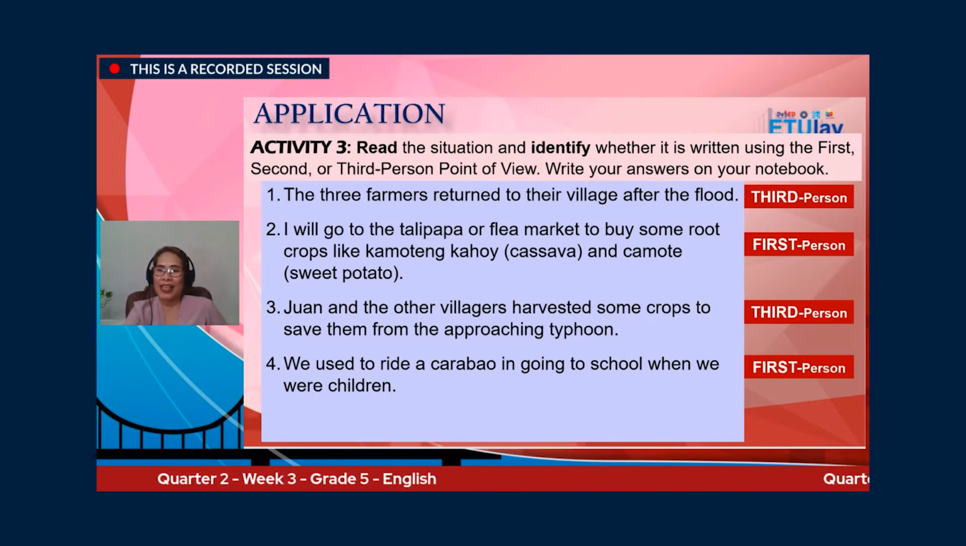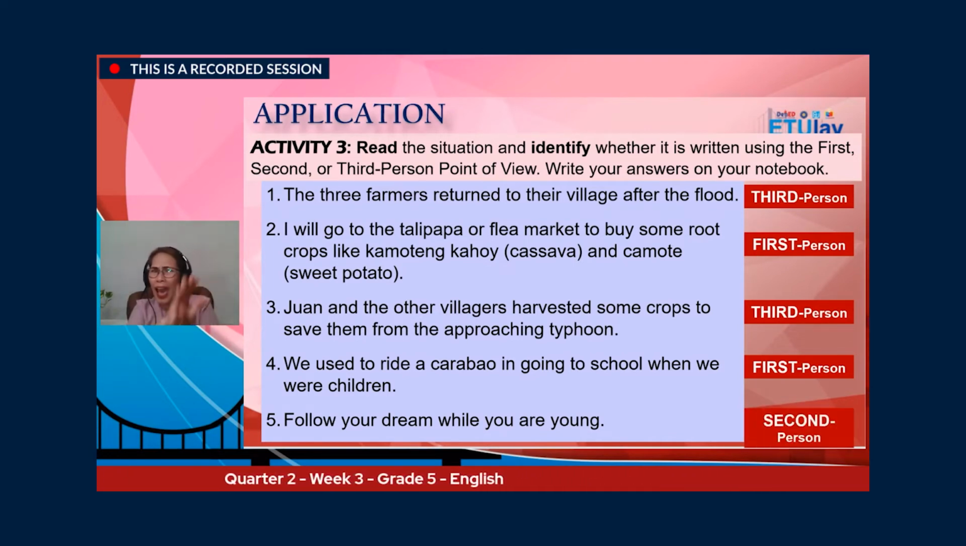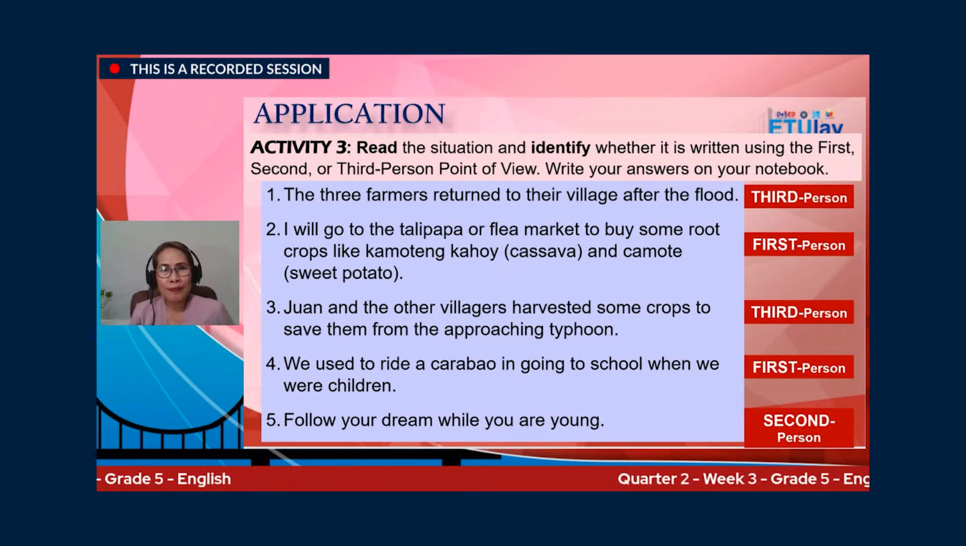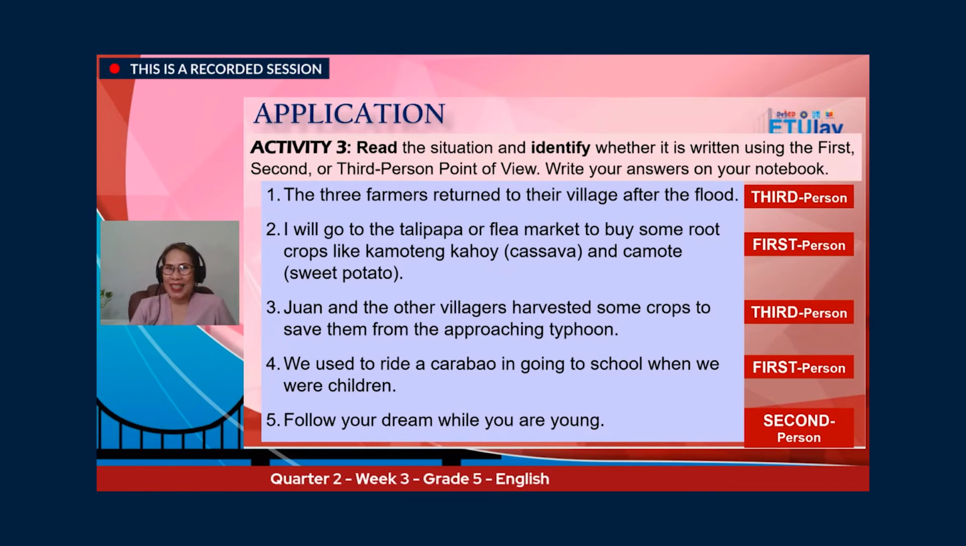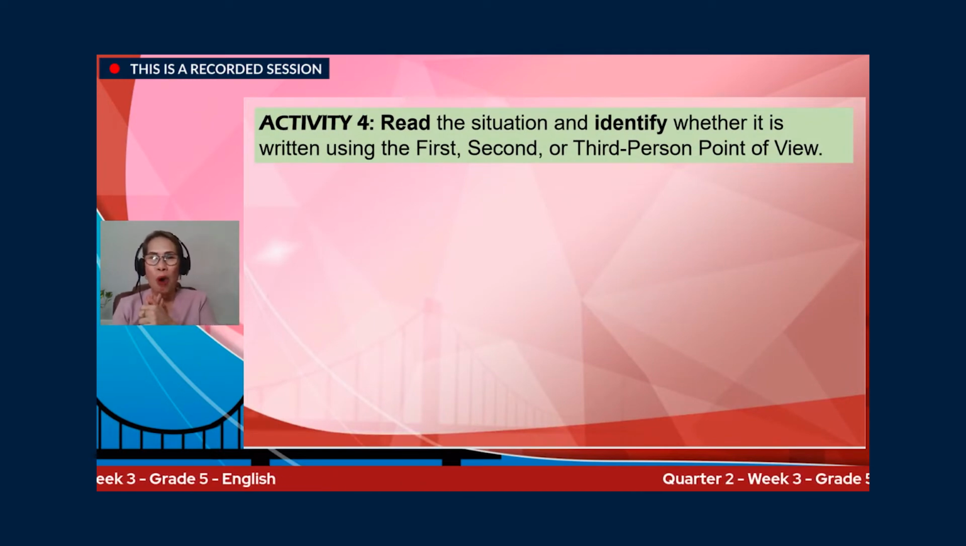Now let's have the last number, which is number 5. Follow your dream while you are young. What is the point of view there? Come on. Superb. Yes, it is second person. I know you could do it. By the way, what gives you the clue? Yes, it is the pronoun in the sentence. Wow. Now let's have more.